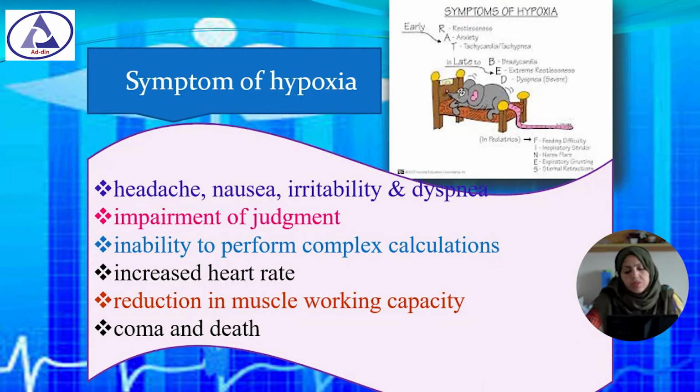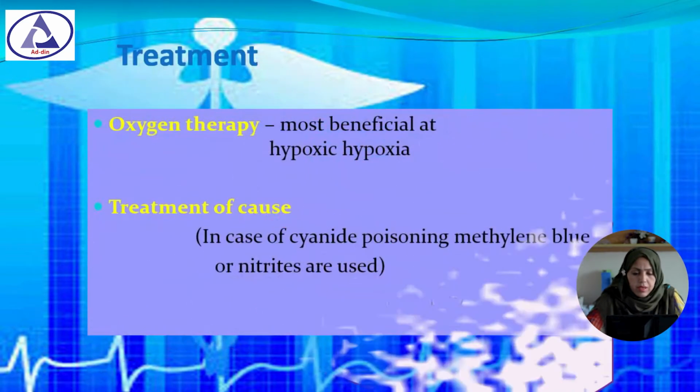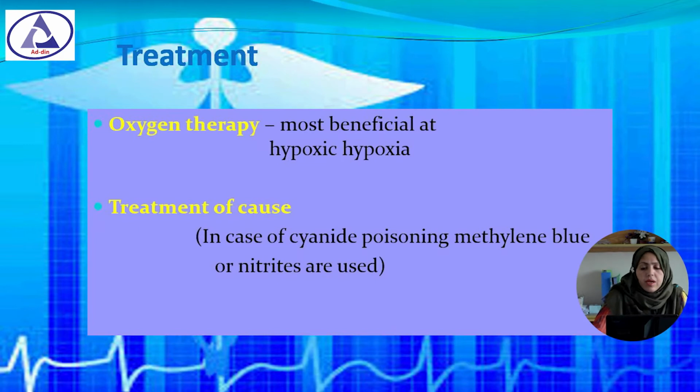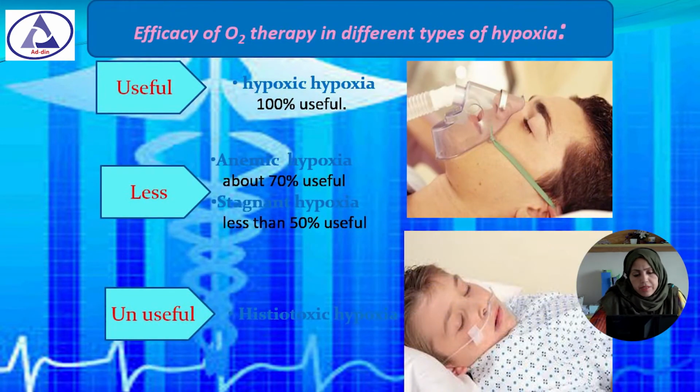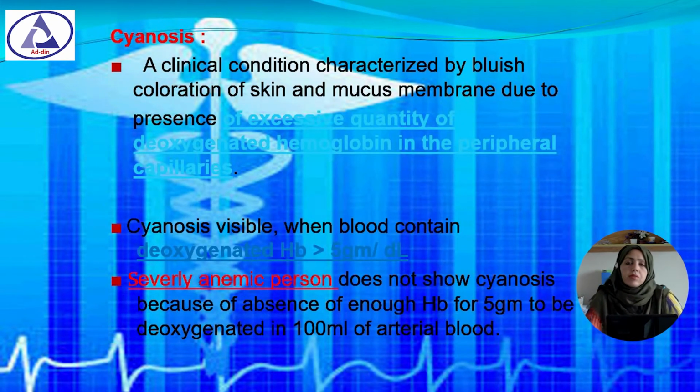Symptoms are headache, nausea, irritability and dyspnea, impairment of judgment, inability to perform complex calculation, increased heart rate, reduction in muscle working capacity, coma and death. Treatment of hypoxia: oxygen therapy is most beneficial in hypoxic hypoxia, 100%; in anemic hypoxia, above 70% oxygen is beneficial; in stagnant hypoxia, less than 50% is useful; and in histotoxic hypoxia, oxygen therapy is unuseful.